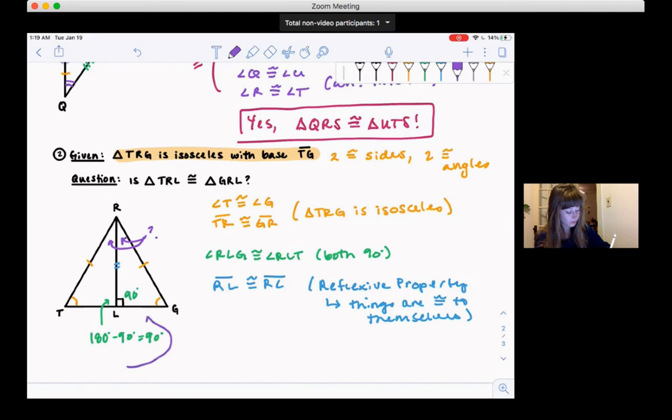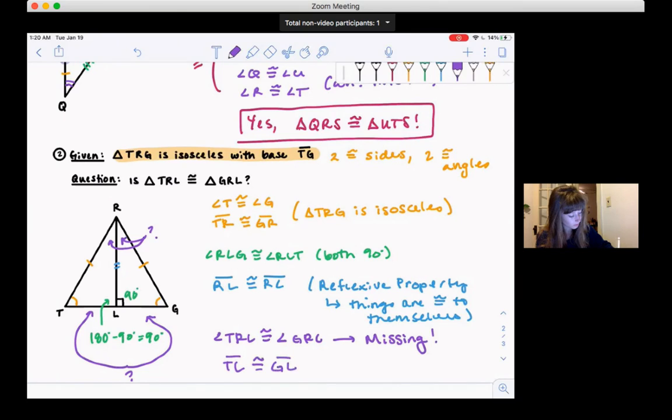And I don't know about these sides. There's nothing in this problem that's telling us that those 2 bottom sides, TL and GL, are for sure congruent to each other. So let's see. Angle TRL congruent to angle GRL. That seems to be missing. And a reason for TL to be congruent to GL is missing, right?